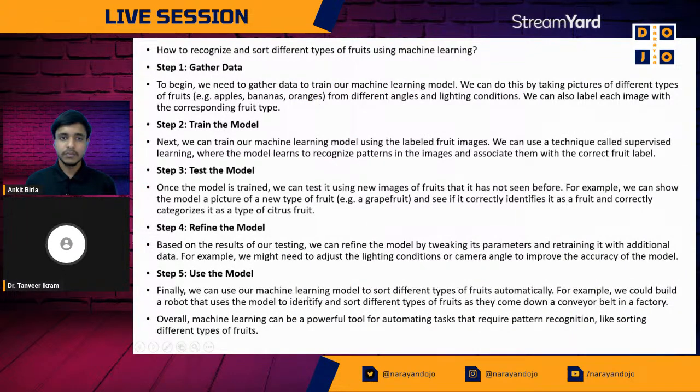Finally, we can use our machine learning model to sort different types of fruits automatically. For example, we could build a robot that uses the model to identify and sort different types of fruit as they come down a conveyor belt in the factory. In the packaging factory, we can use it. A robot will be able to identify and pick the same fruits and put them into a bucket.